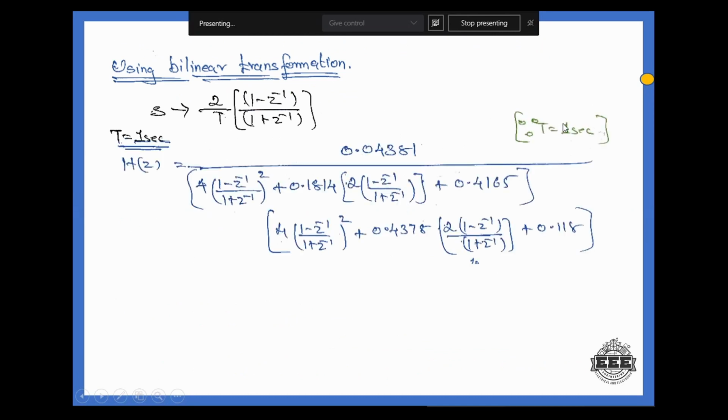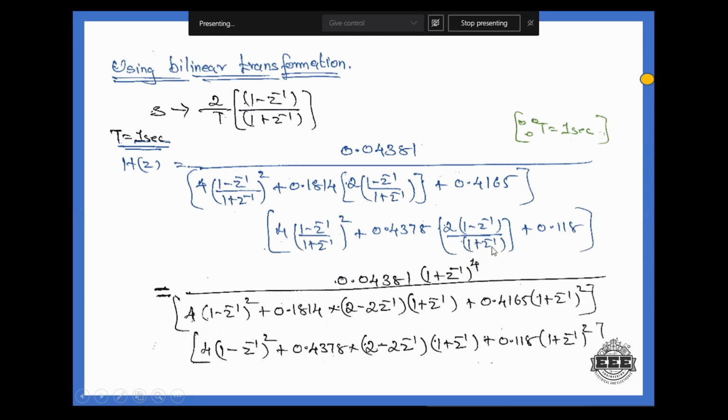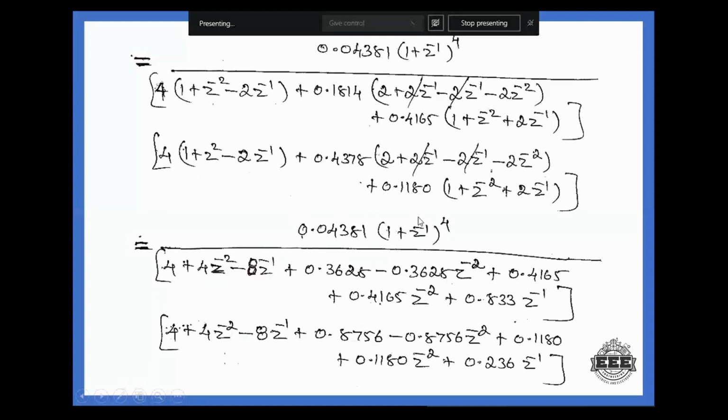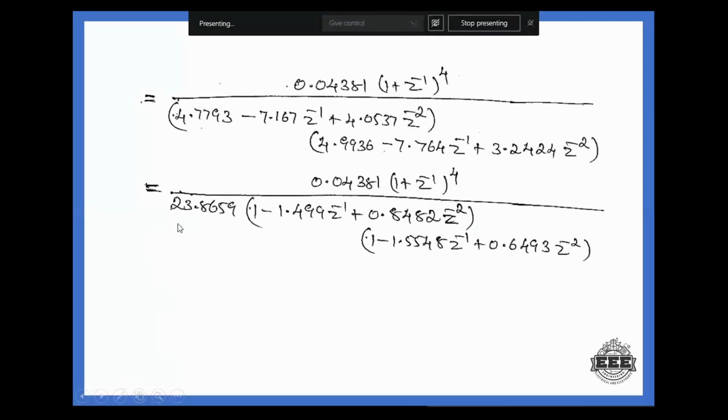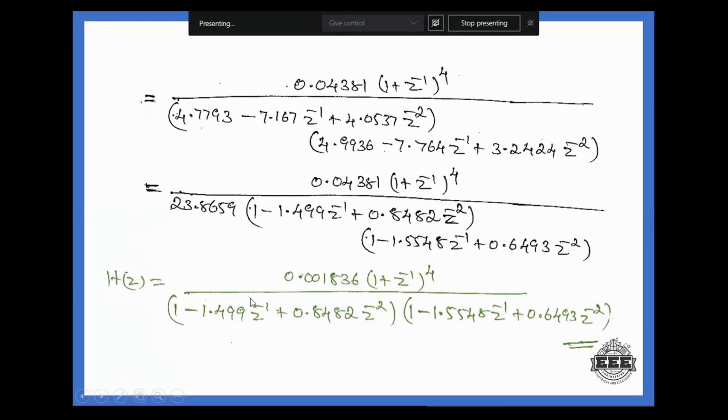According to T equal to 1 second, we are replacing the values and then further simplifying this expression by taking the LCM, and then combining all those values. We are getting the final transfer function H of z, which is here. This is the value of your final transfer function H of z. So these are the steps to follow for Chebyshev filters of analog filters.